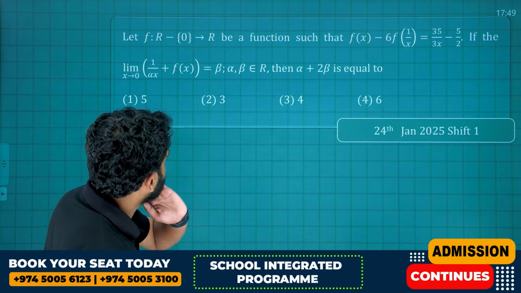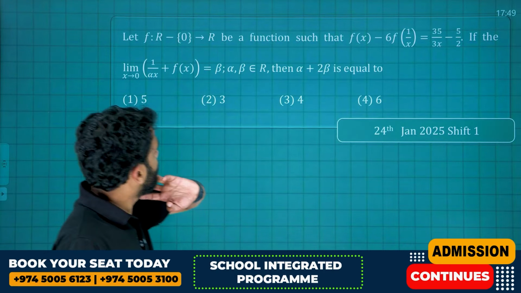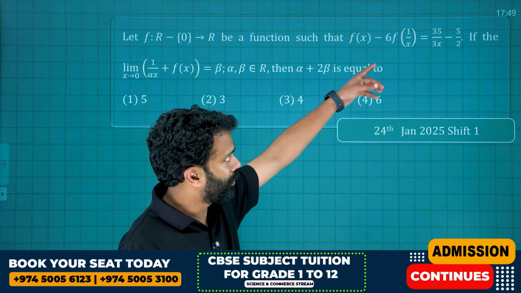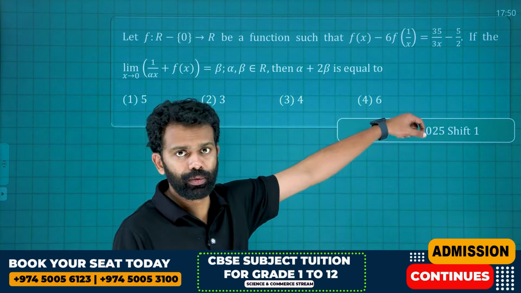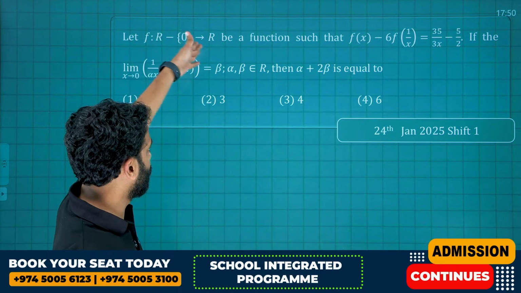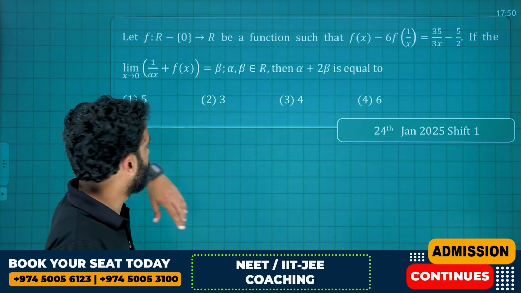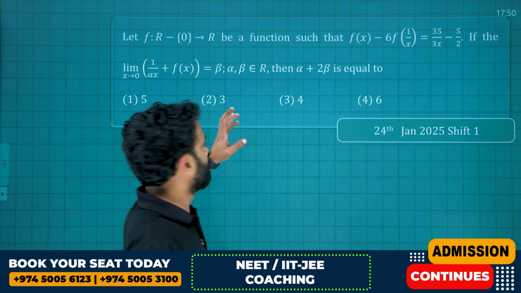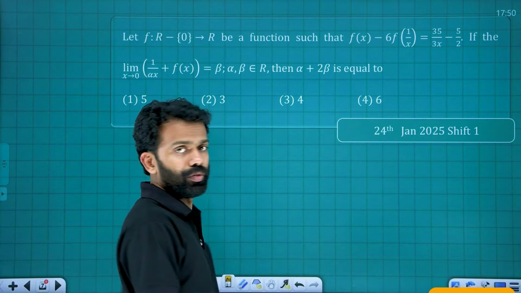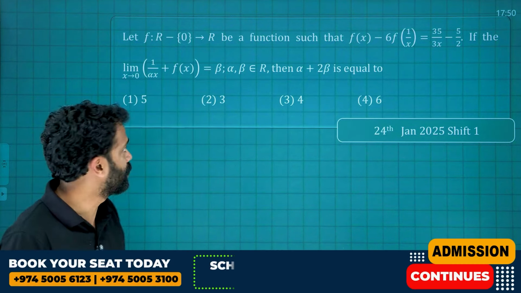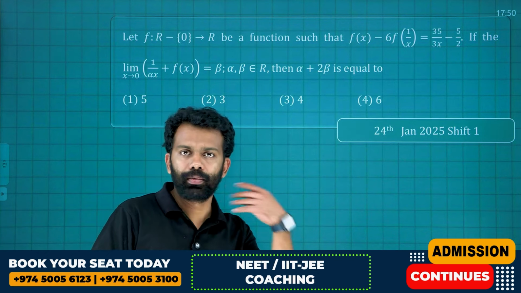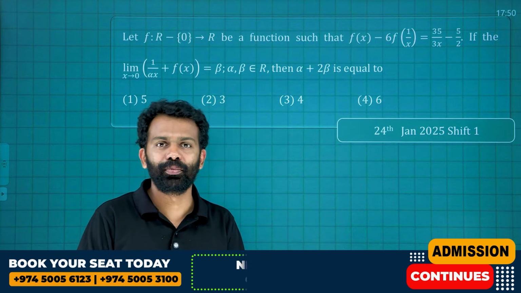So, our very next question. A function is given like f of x minus 6 into f of 1 by x is equal to 35 by 3 into x minus 5 by 2. Its domain is real numbers minus 0, that is all real numbers except 0, and the range is real numbers. Another limit is given along with its final answer, that is limit x tends to 0 of 1 by alpha x plus f of x is equal to beta. Then you need to find alpha plus 2 beta, that is, basically you need to find alpha and beta.